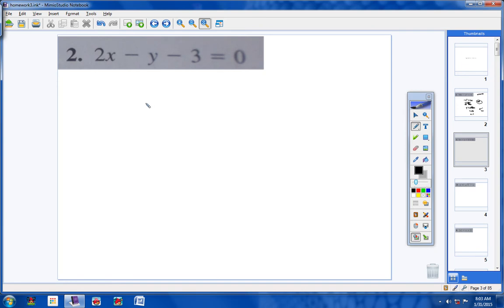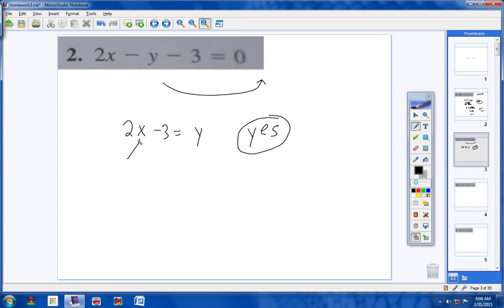Number 2. Okay, let's get y by itself. I'm just going to move the y over. It'd be a lot faster that way. So 2x, negative 3 equals a positive y. Now guys, this is totally a function, yes. I mean, every value that you put in for x, you're going to get one value out for y, okay? Every input, I mean, think about it. I don't care what number you put in, you will get out one y value. Okay, yes, this is definitely y is a function of x.